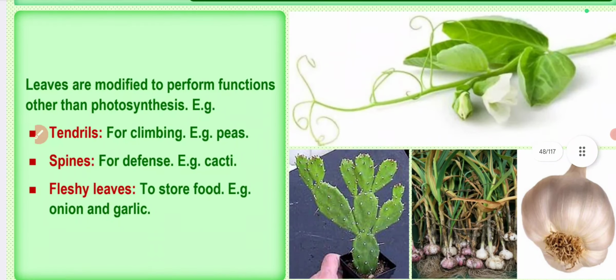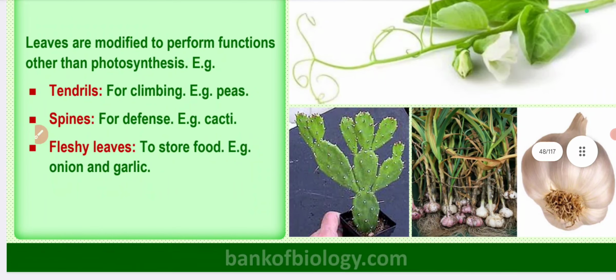Next is modification of leaf. Leaves are modified to perform functions other than photosynthesis. Example: tendrils for climbing, for example in pea. Spines for defense, example cacti. Fleshy leaves to store food, example onion and garlic. These are the modified leaves. They perform functions other than photosynthesis.